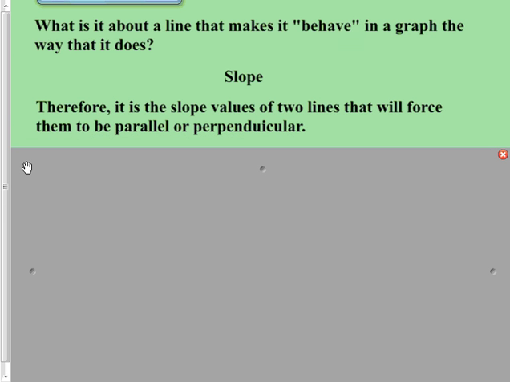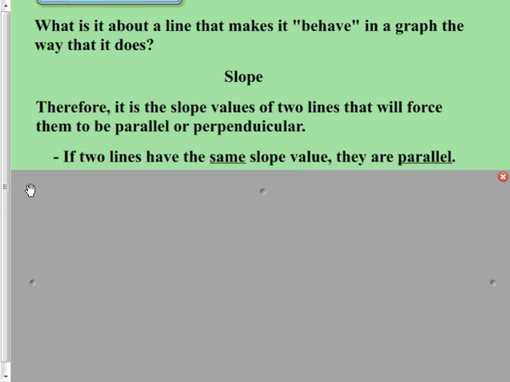So it stands to reason that if two lines are in a graph together, they are both behaving in certain ways. So if two lines want to be parallel in a graph, there's only one thing that can cause that. Their behavior must be the same. That means that their slope must tell them how to be the same. And if they are perpendicular, if they're going to cross at a 90-degree angle, it must also be the slope value that tells them how that behavior can happen. Okay, so here's how it works.